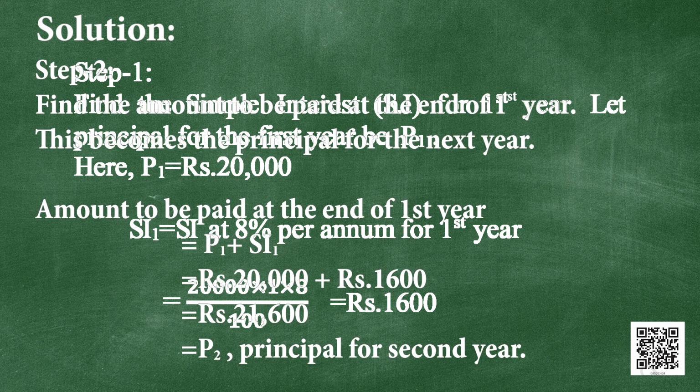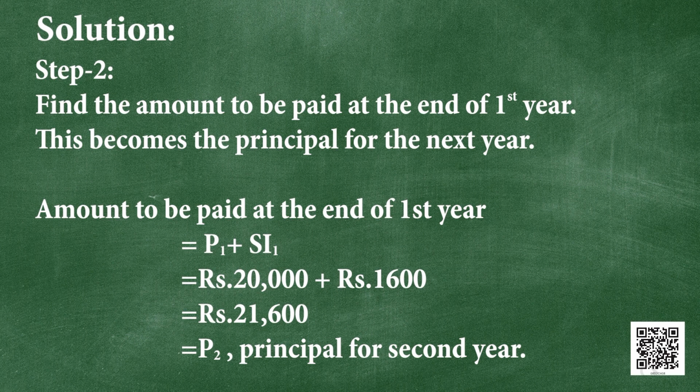In step 2, find the amount to be paid at the end of the first year. This becomes the principal for the next year. So the amount to be paid at the end of the first year is equal to P1, the principal amount for the first year, plus SI1, the simple interest for the first year, that is rupees 20,000 plus rupees 1,600, which is equal to rupees 21,600. So this will be our principal for the second year. Let us denote it as P2.